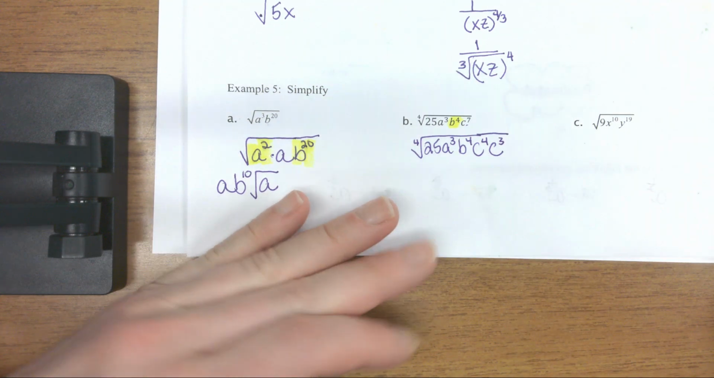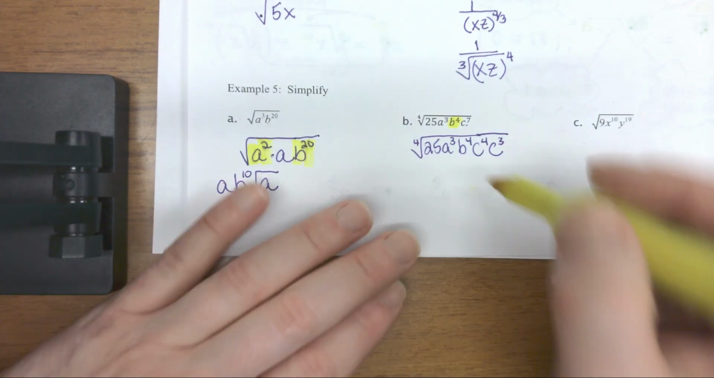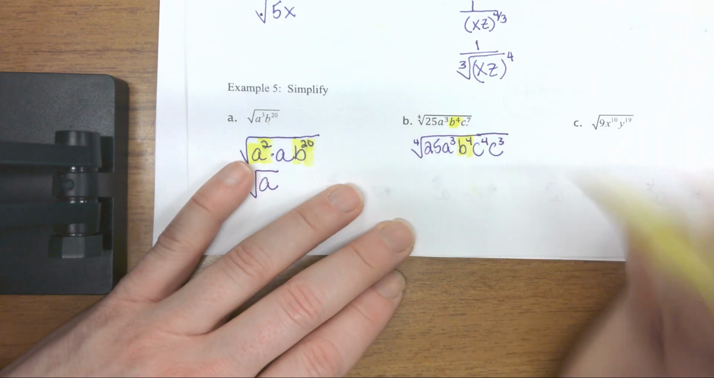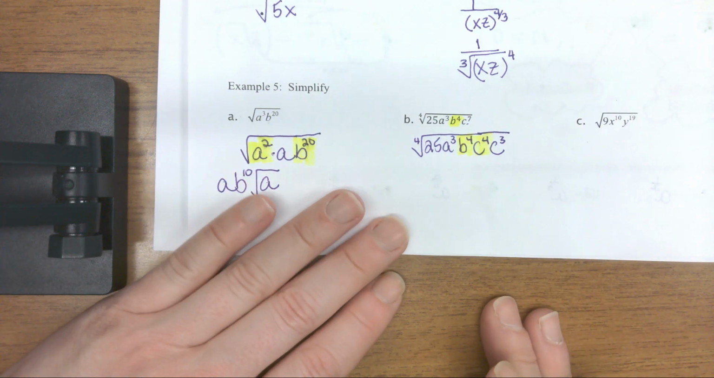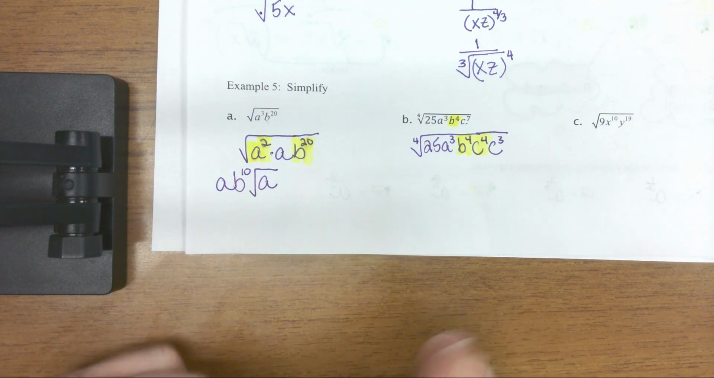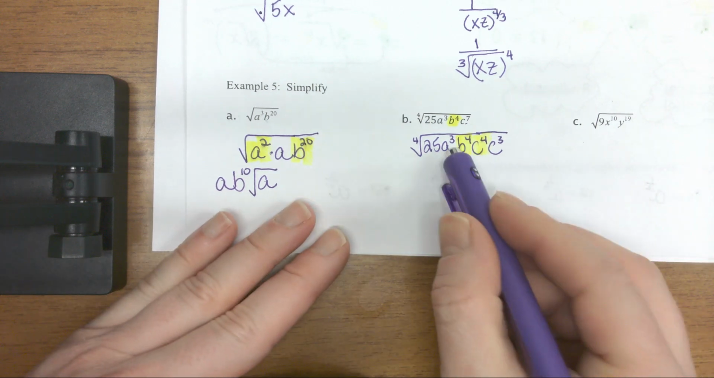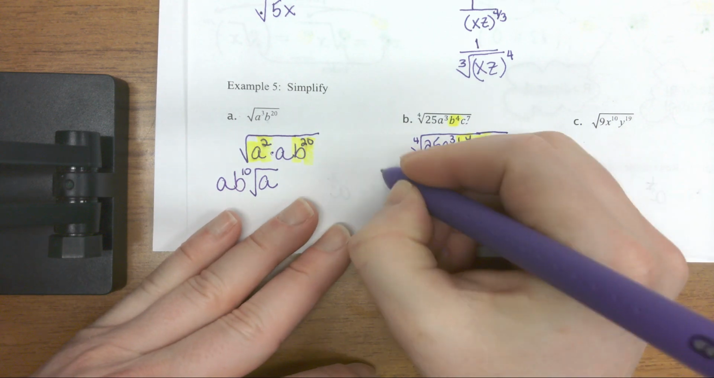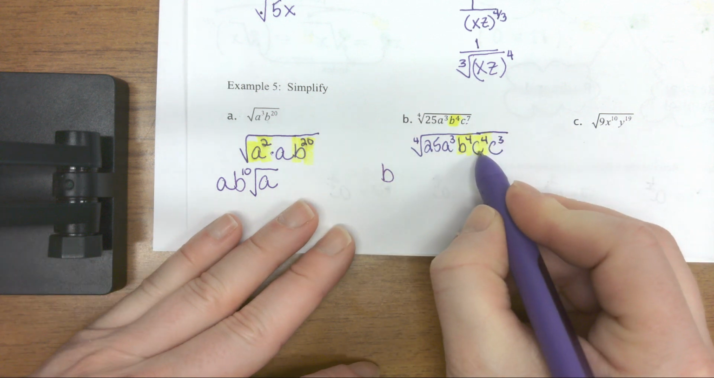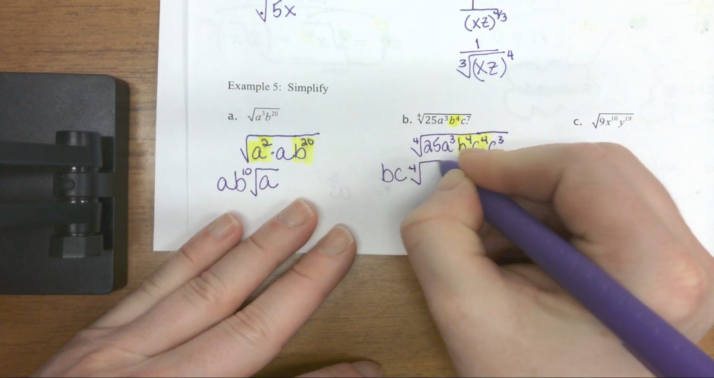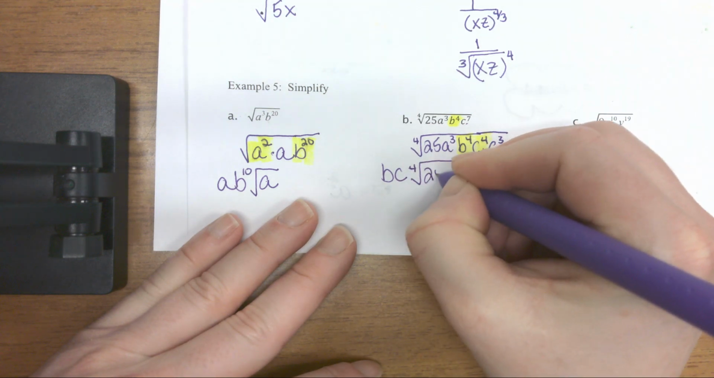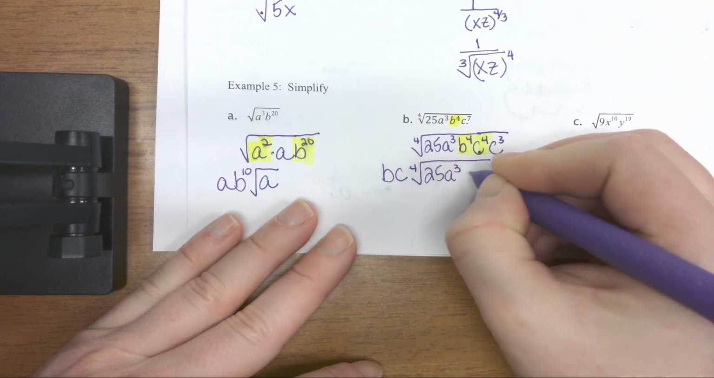So here are the things I'm going to be able to take out. I can take out the b to the fourth, and I could take out the c to the fourth. Everything else would have to stay in because this is a fourth root. The fourth root of b to the fourth is b. The fourth root of c to the fourth is c, and I leave everything else underneath the radical. So 25, a to the third, c to the third.